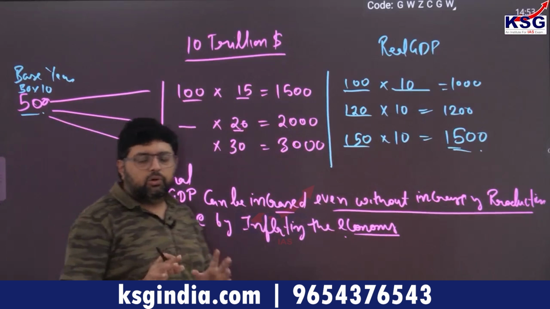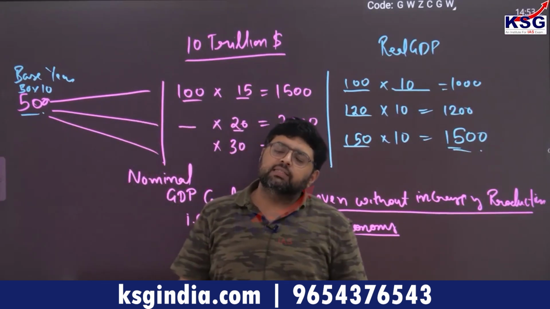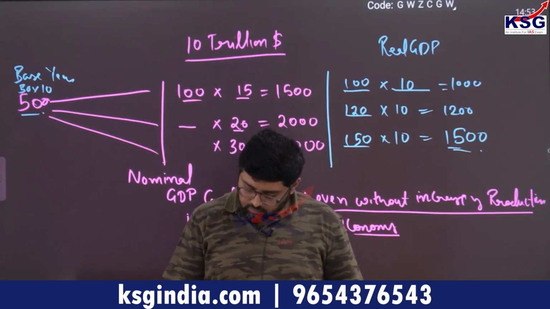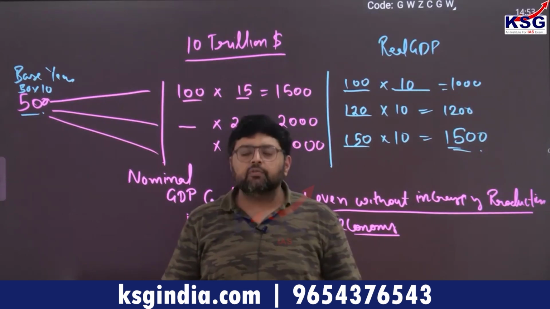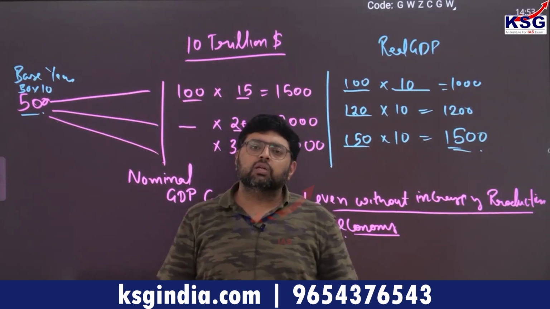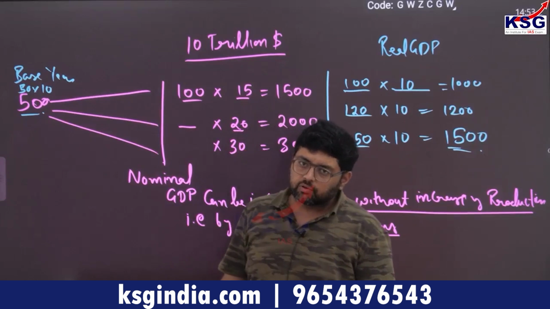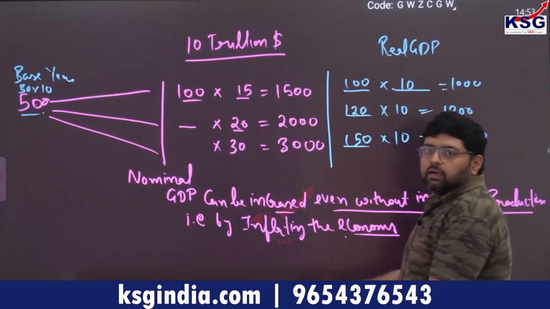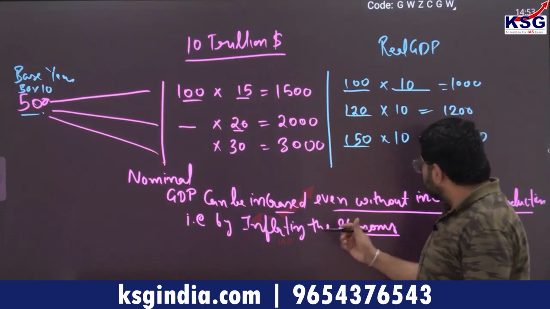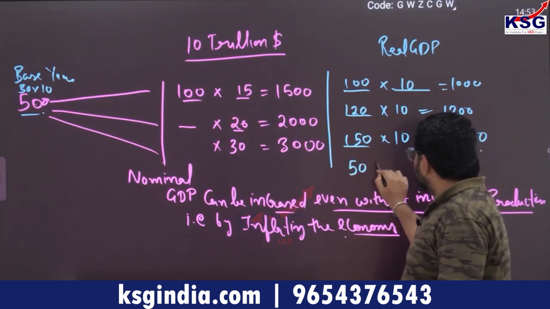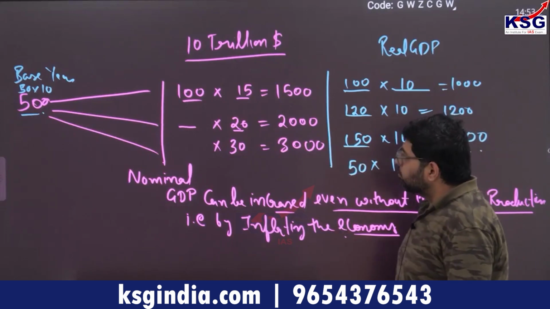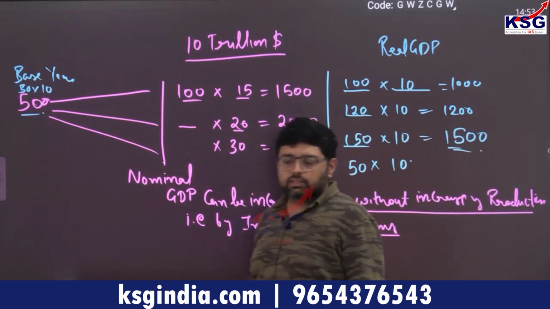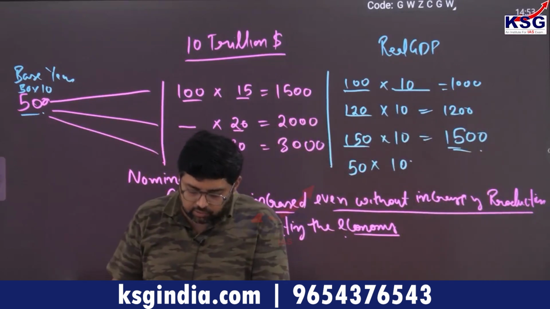That is why I told you, our purpose of calculating GDP is that we want to see the increase in total new final goods and services. There may be a possibility that our production gets reduced, for example it becomes 50 only. When you compare with the base year, you will see that there is no change. Got it? Is it clear to you?